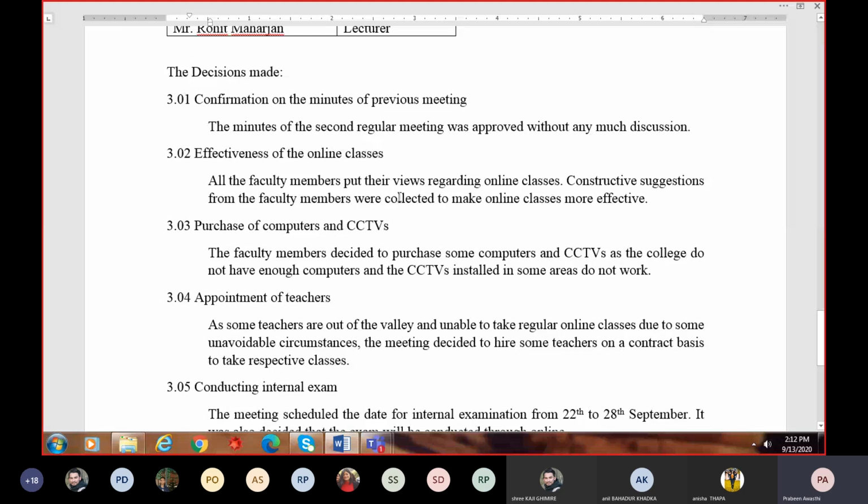The minutes of the second regular meeting was approved without much discussion. Yes, here what happens is that "without any much discussion". In this sense you can use "without any discussion" because it is better, but it is taken as a cliche. "Without much discussion" here is appropriate. You write it in this way. So, without further, any.